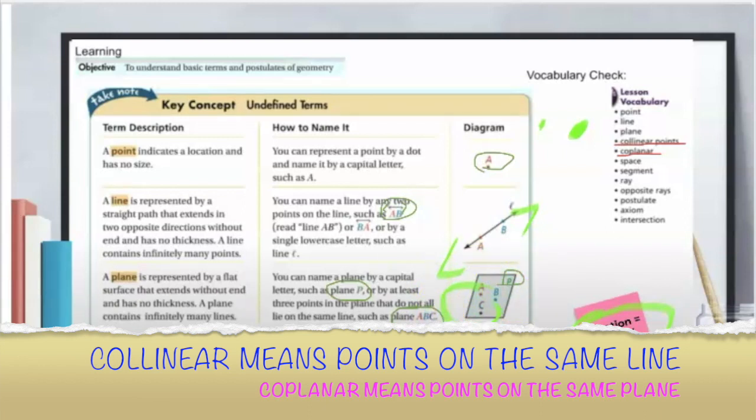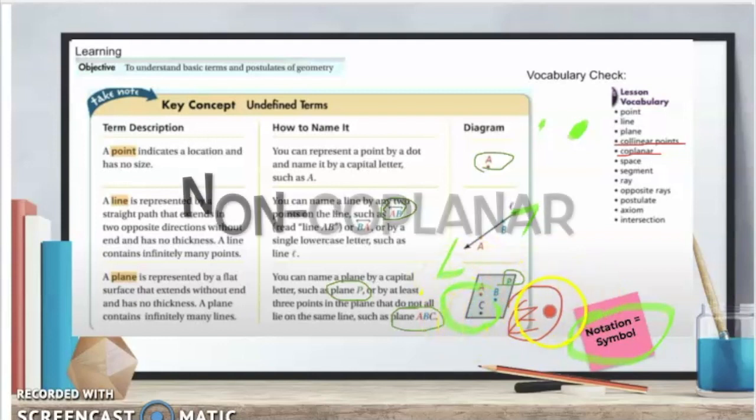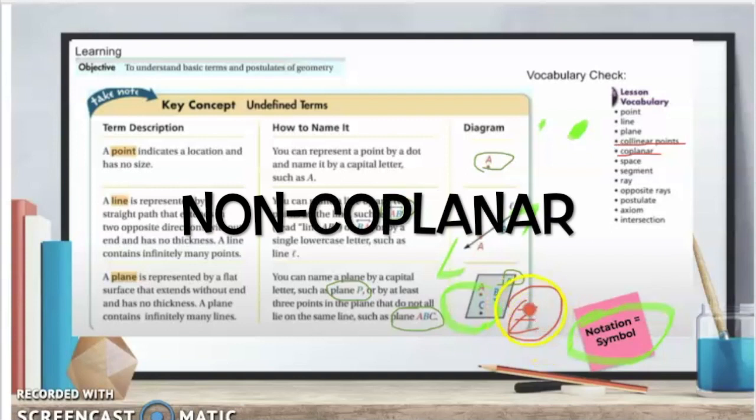What if I have a point that is outside? Let's say I will go ahead and make up a point Z outside. Then we will call the points ZBA non-coplanar, which means that they're not on the same plane because of this guy. Okay, so if we have coplanar, which are ABC, then we also have non-coplanar with points ZAB when we include the point Z.